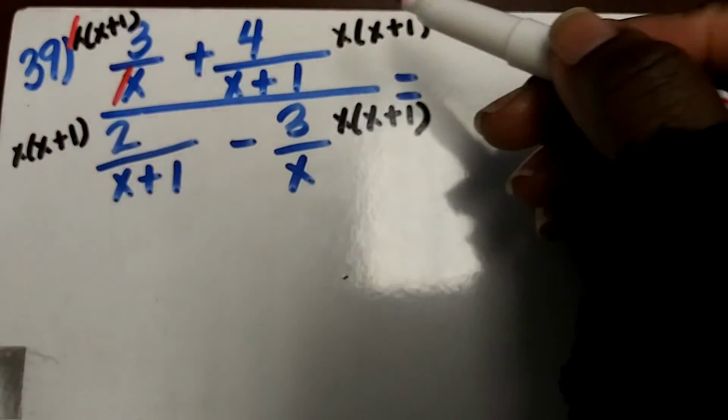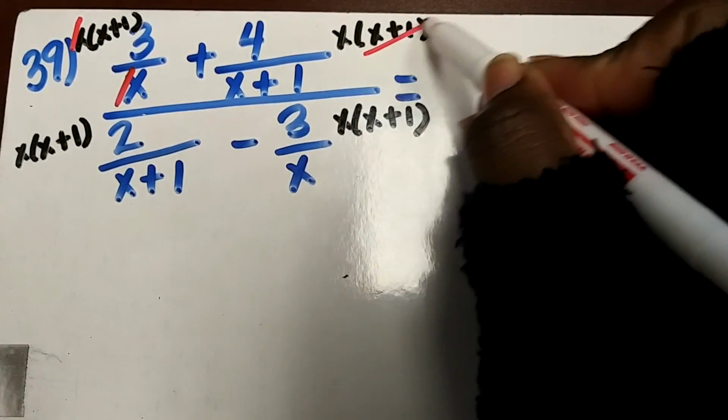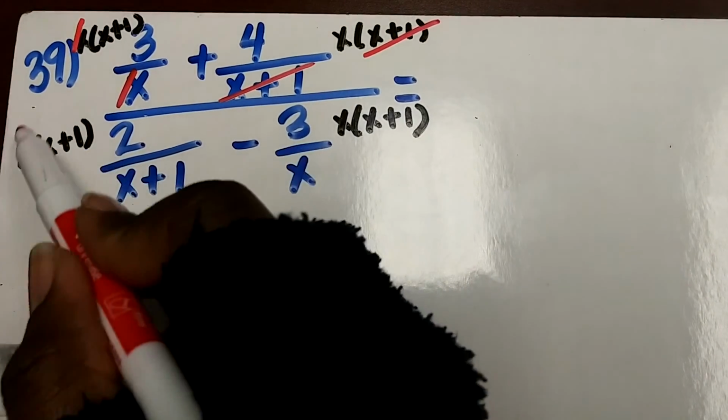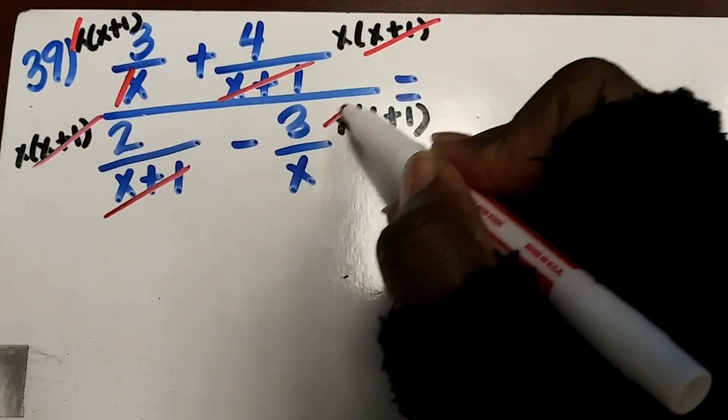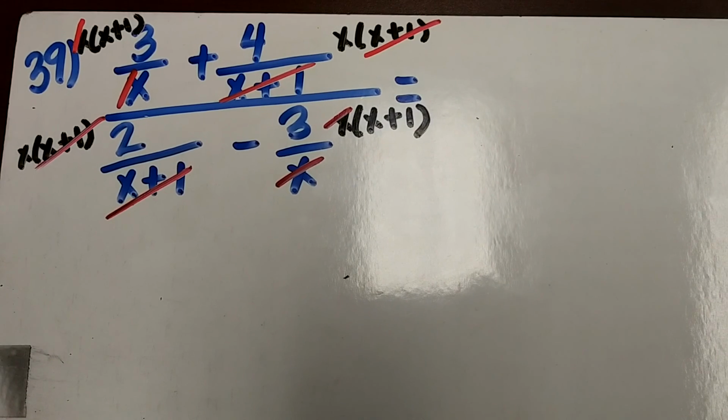Right here, I don't need the x anymore. In this section, I don't need x plus 1. In this section here, I don't need x plus 1. And in my last section, I don't need x. Write down everything that's left over.